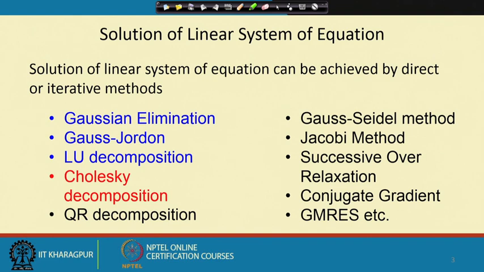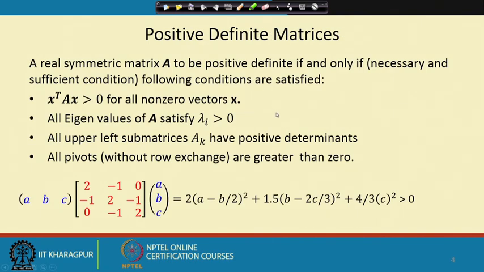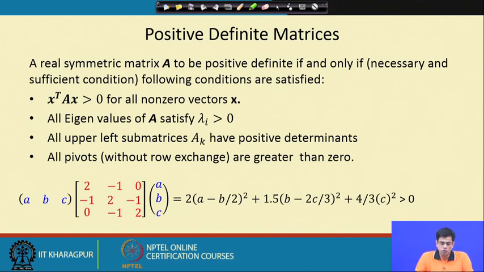Cholesky decomposition is one of the important matrix factorization schemes which we will be using, and then we will see some of the advantages of matrix partitioning. So, before doing the Cholesky decomposition, let us know one type of matrix which we always observe in structural systems. That matrix is called positive definite matrices.